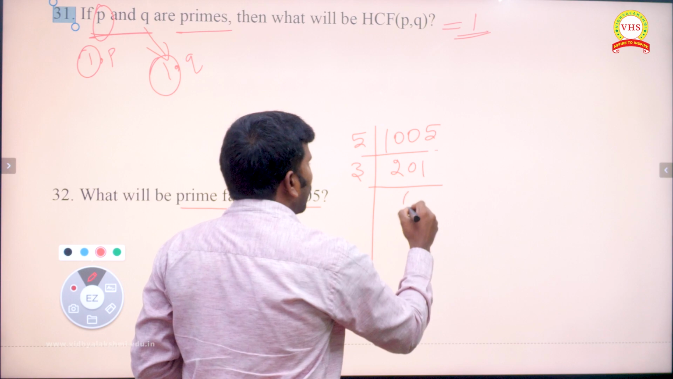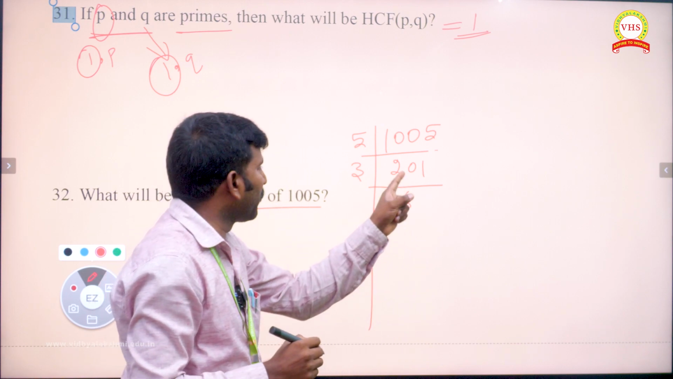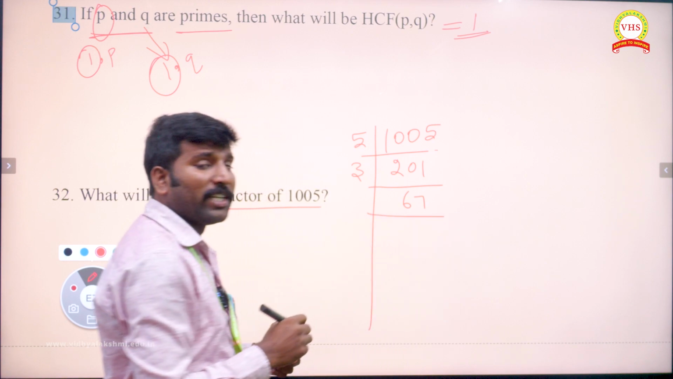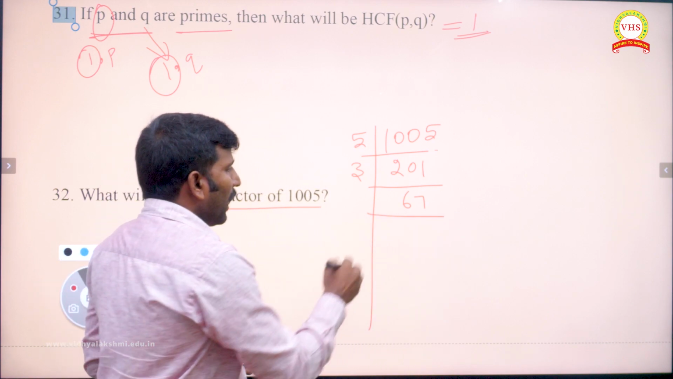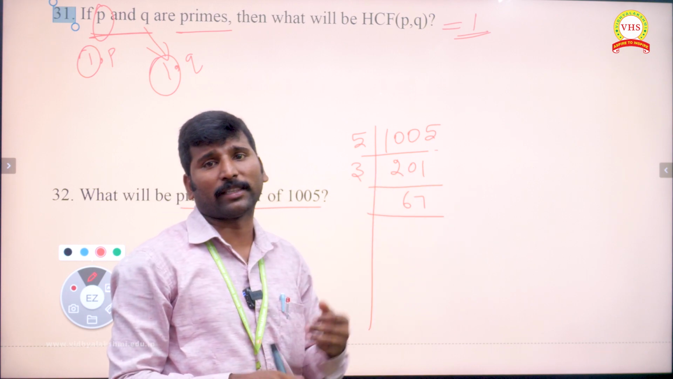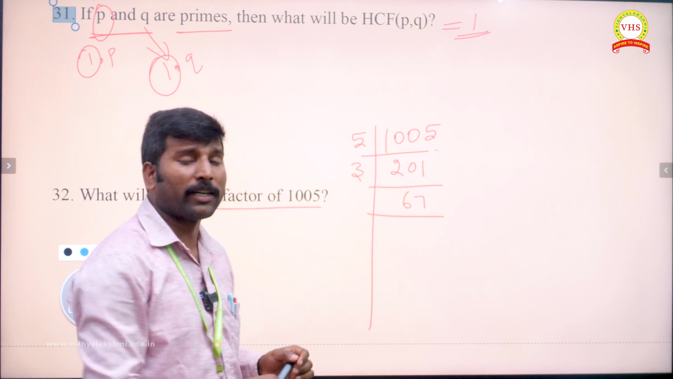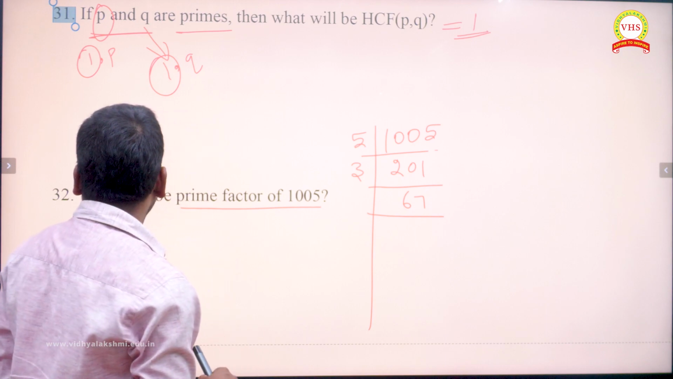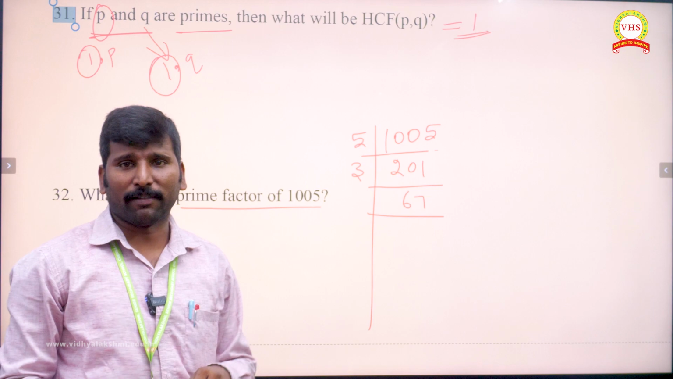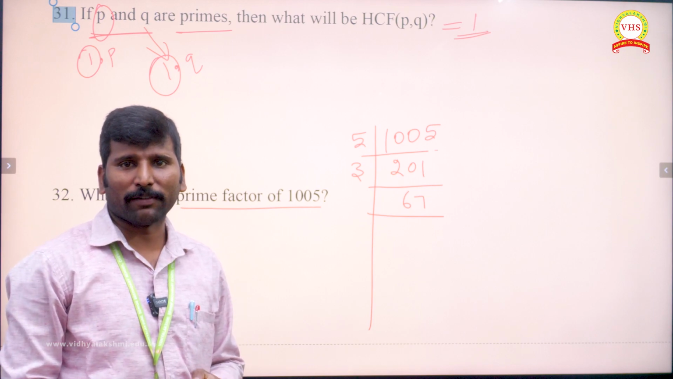6 threes are 18, remaining 2, 21. 21 in the sense is 7 threes are 21. Again, when you add these together, 6 plus 7, I am getting 13. I am not getting that in the third table. So prime factorization for this, what I am getting? 5, 3, 67 you will be getting.